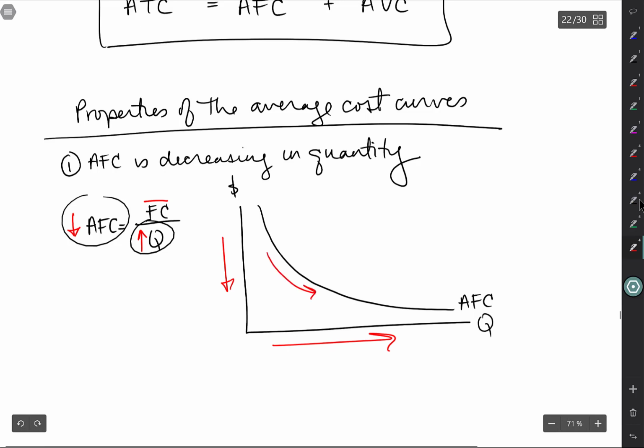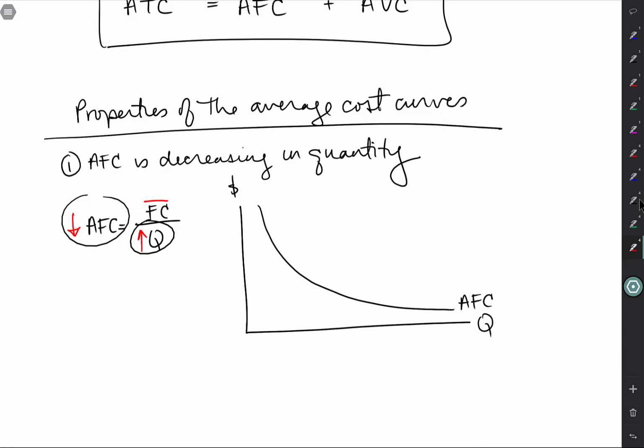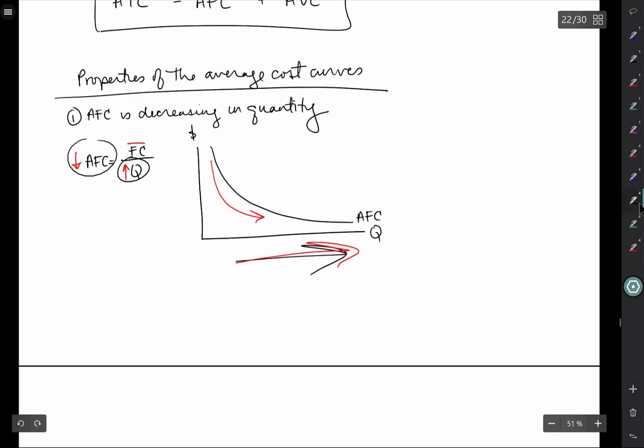In other words, we're going in that direction. So this is what the average fixed cost curve looks like. It will never touch the x-axis. It will asymptote towards it. It'll get really, really close to it, but technically it'll never touch it. And the average fixed cost curve will always look like this. It is decreasing in quantity. So that's one property. All right, on to the rest. Remember, we have a total of 5.